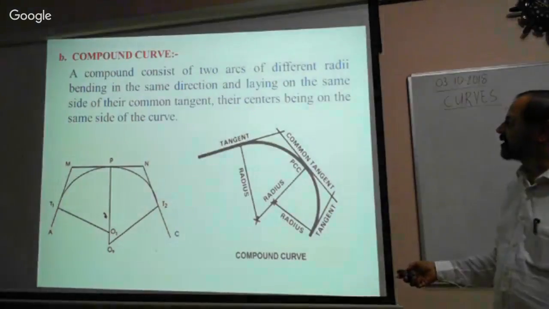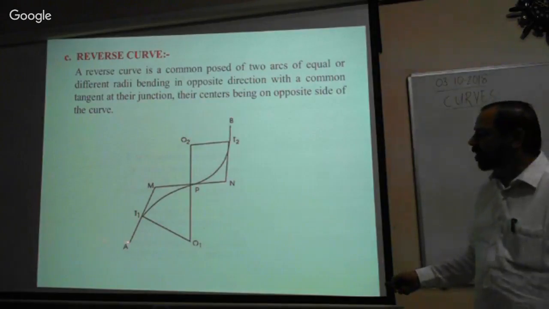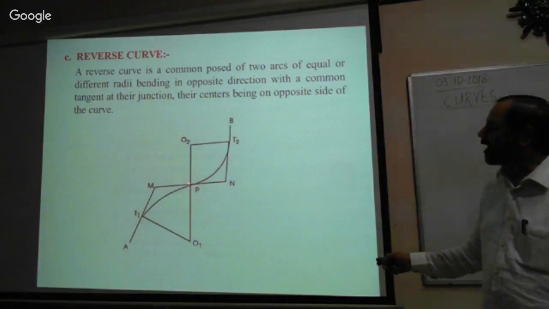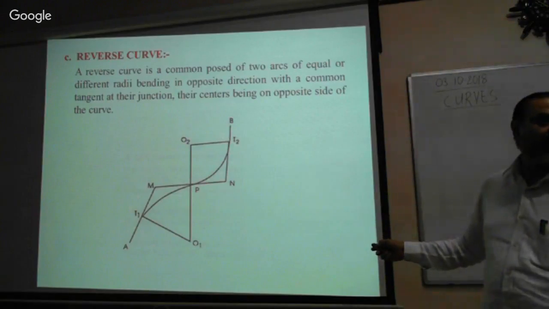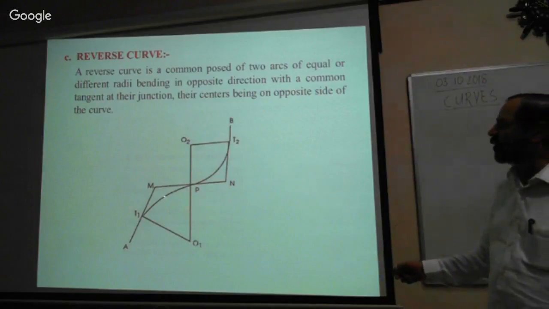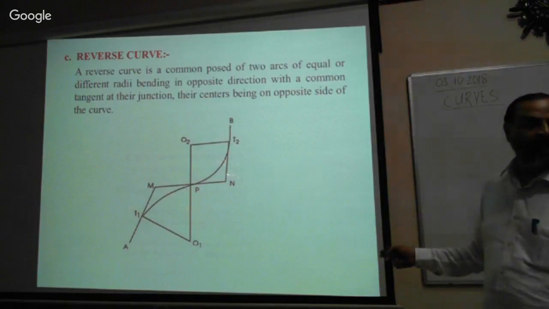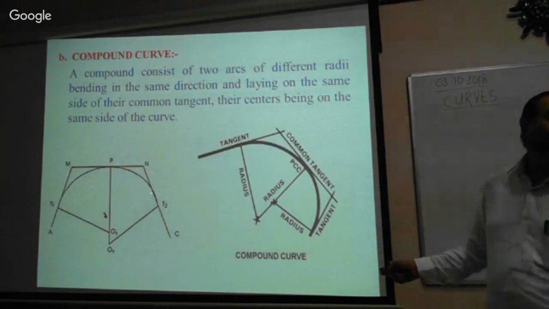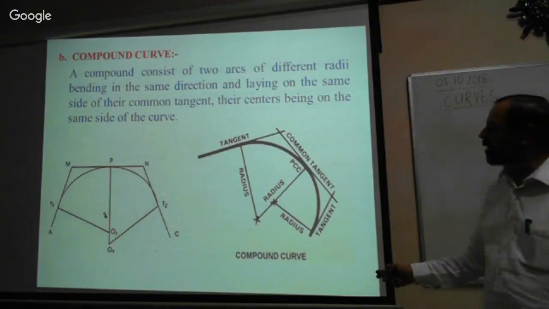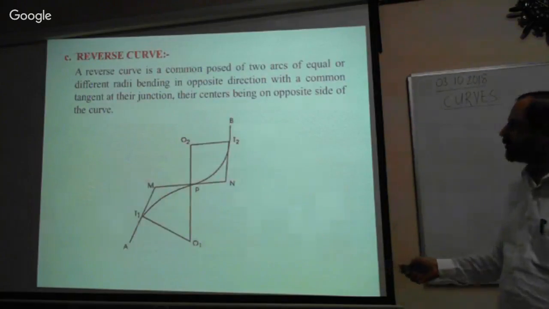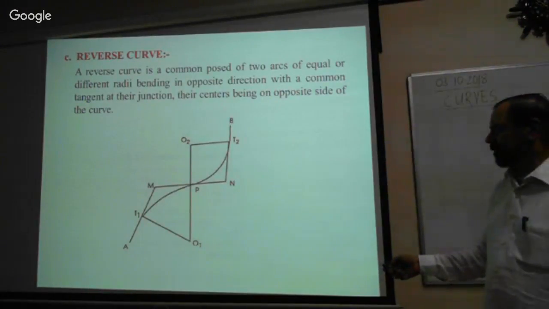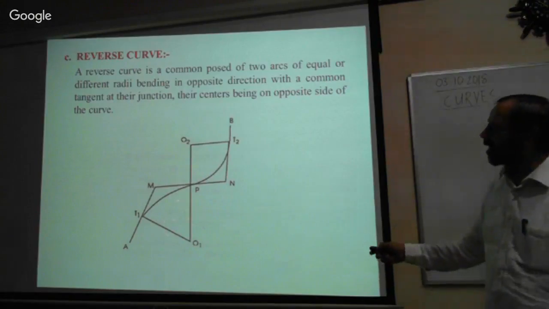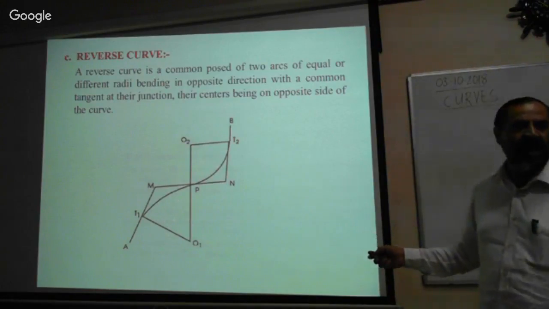Whereas in the S curve or the reverse curve, we are moving to the right, and at a certain point we change the direction to the left side, is it not? One right-hand curve and one left-hand curve. Whereas in the previous case, the compound curve, both are right-hand curves, or if you are moving from this side, both will be left-hand curves. Now this is the reverse curve. Their centers are in the opposite direction. The radius of the first curve and the radius of the second curve may be equal or may be different.